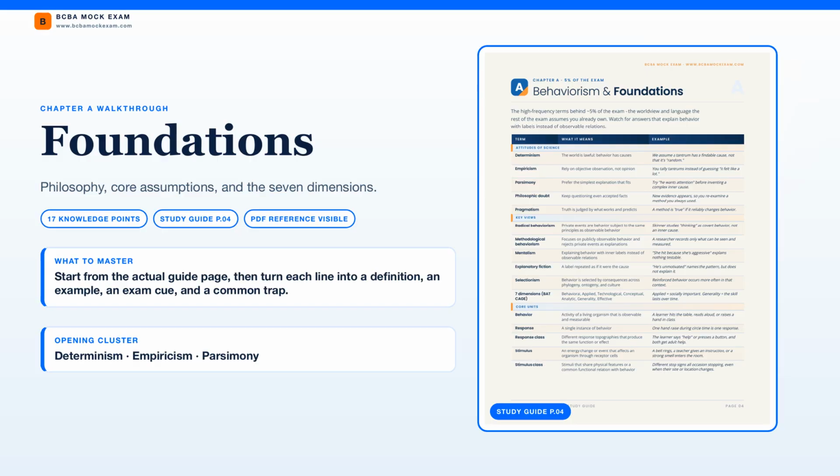The exam move for this section is simple. Prefer observable behavior. Prefer environmental variables. Prefer data. Prefer explanations that can guide action. Use Domain A as a filter. If an answer explains behavior with a label instead of a variable, slow down before you choose it.